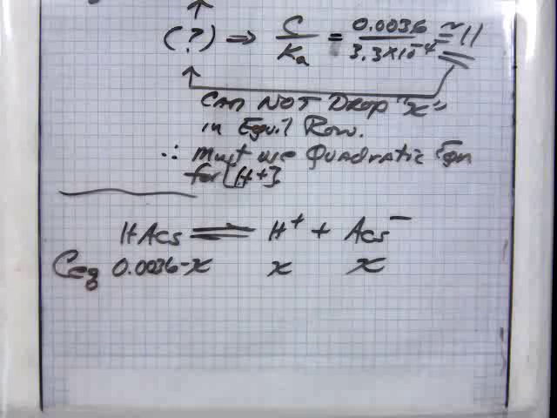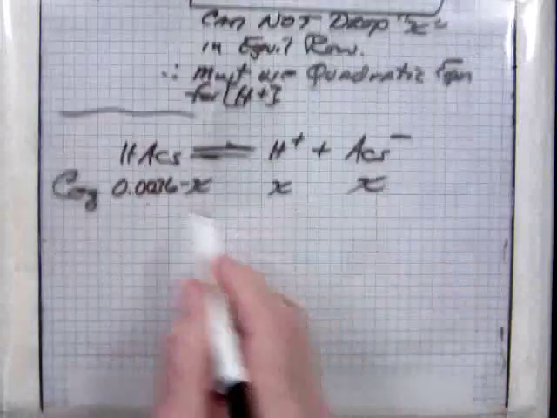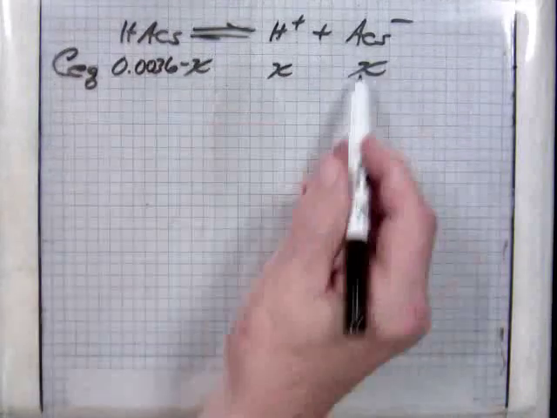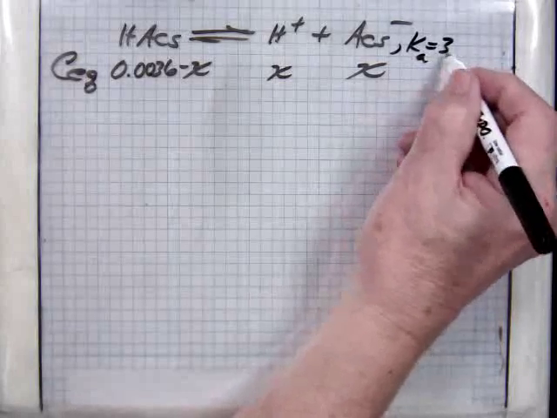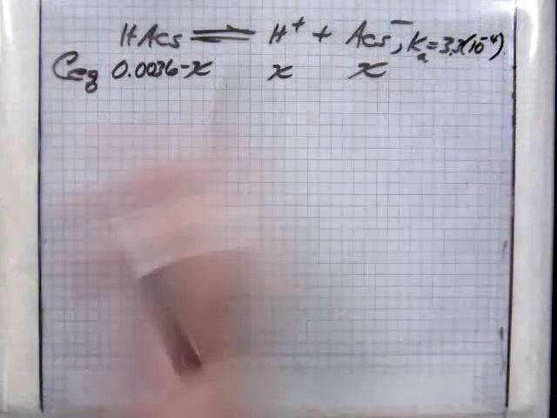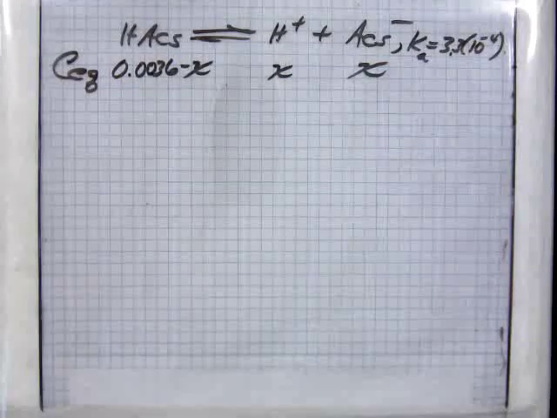Everything out except the equilibrium row. Leave the equilibrium row, and Ka is equal to 3.3 times 10 to the minus 4. And we know that we can't drop the x in this, so what does that leave us with?